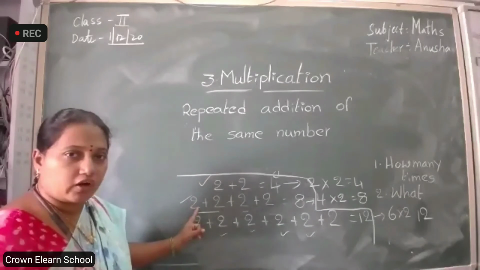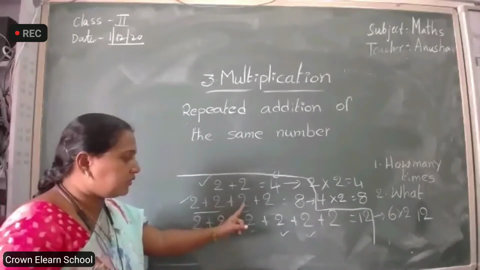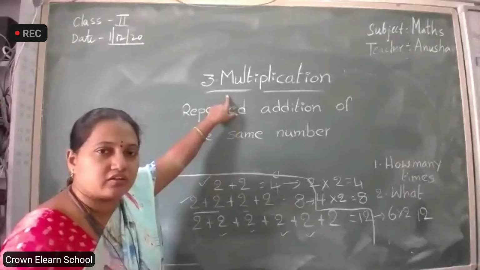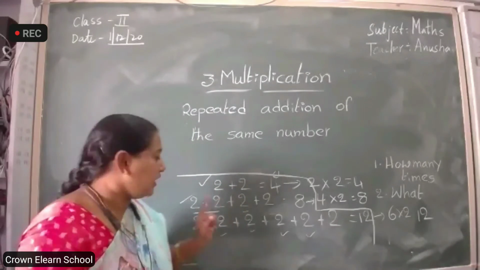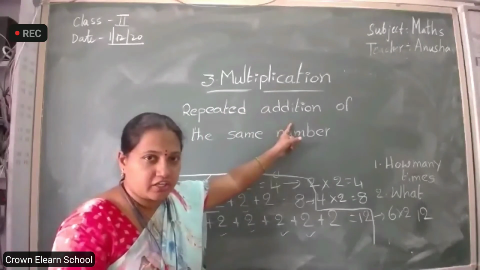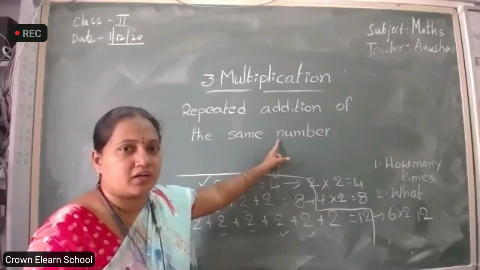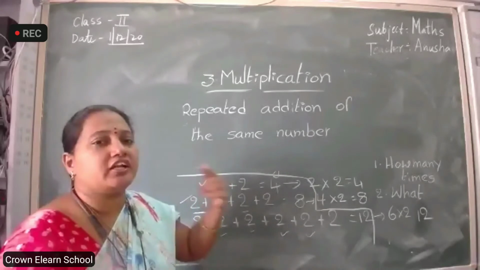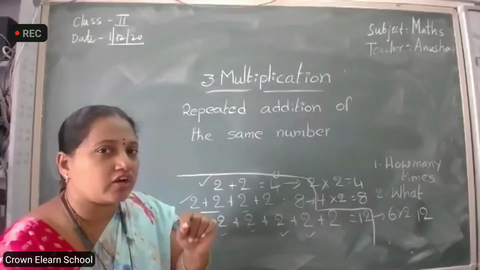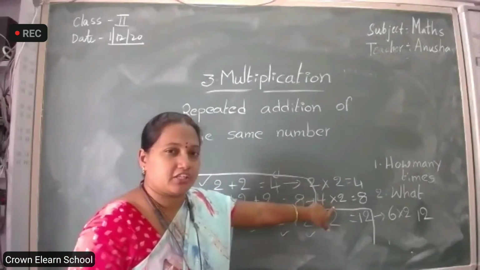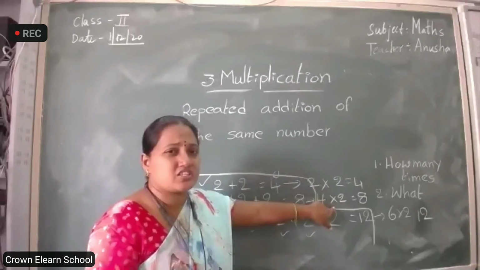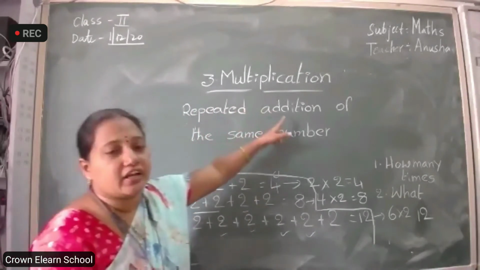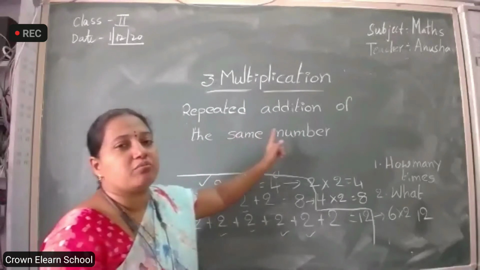So when we want to add the same number many times, we go for multiplication. So what is multiplication? Repeated addition of the same number. When we want to add the same number many times, the short method is what? The shortcut method is multiplication. Understood? Multiplication is nothing but repeated addition of the same number.